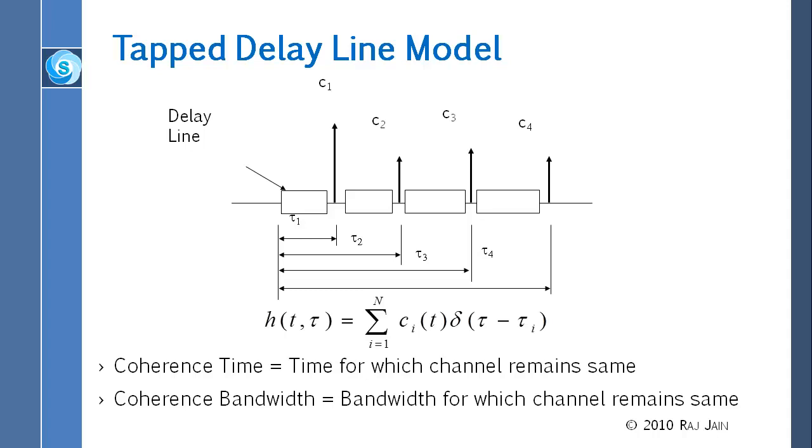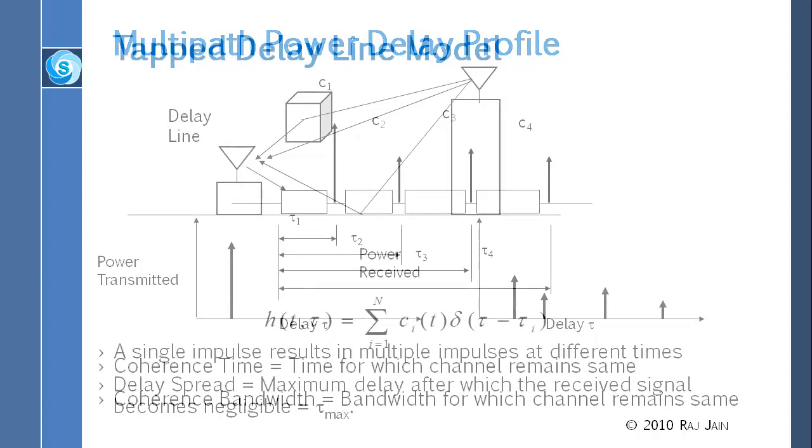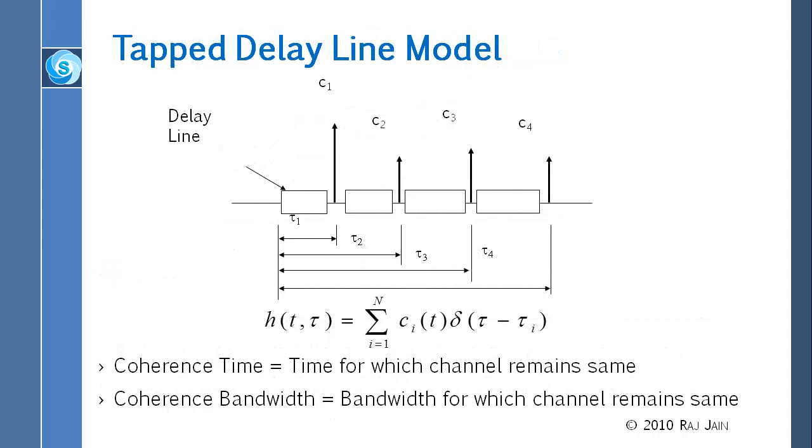All right? So this is one of the important models used, and we will talk about several models in the next lecture. One of the ways to represent channels is by these impulses. If you send one impulse, it goes through a box where it is delayed by time tau 1 and decreased in power to C1. Then it goes to a second box, so the total delay is tau 2 and the total power left is C2. Then it goes to a third box, and you get C3 and tau 3, and so forth. So basically what we have done is represent this by a tapped delay line model.